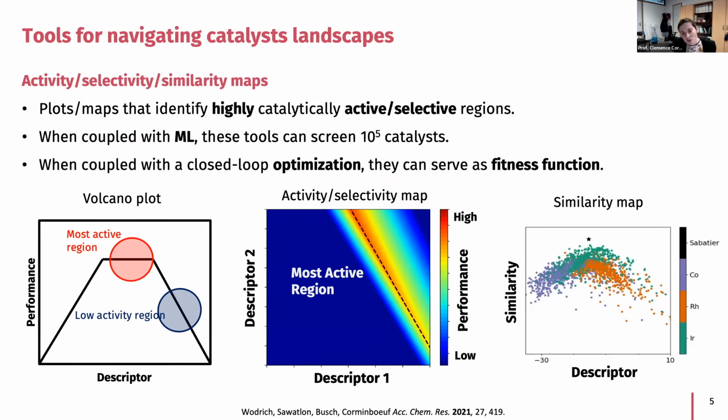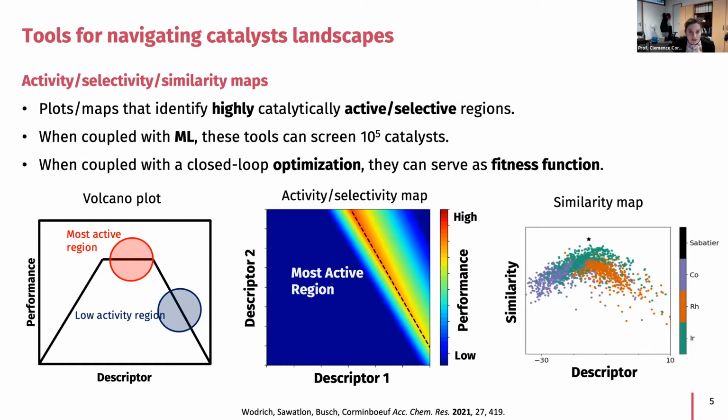Here you see three different flavors. One is a traditional so-called volcano plot. I will discuss that a little bit. The second is a two-dimensional version that we called an activity or selectivity map. And the third, I won't discuss today, but it's a data-driven version of those plots. As I told you, I will discuss a little bit how we build those plots in case you're not familiar with it.